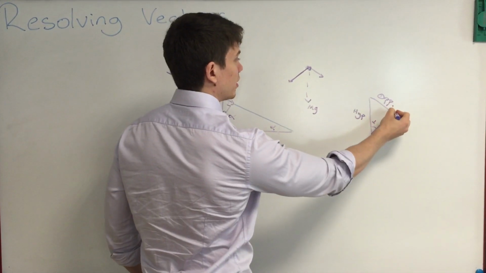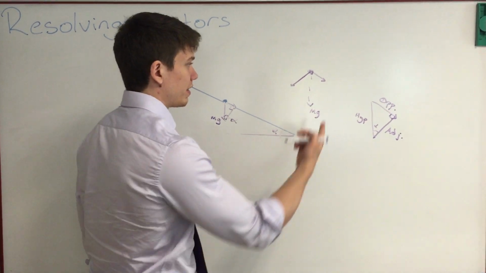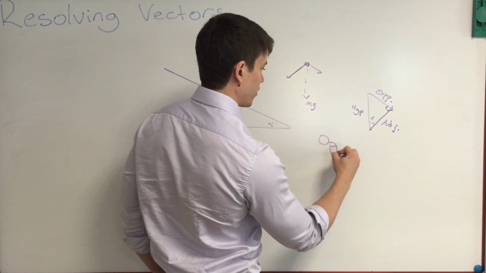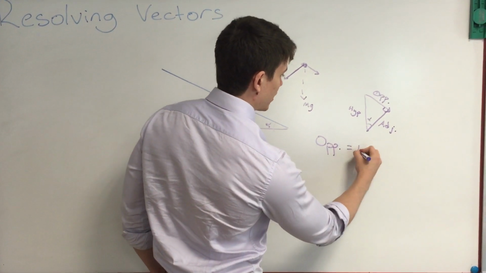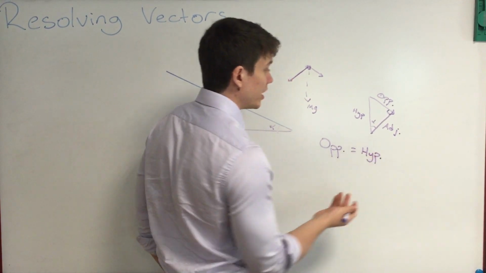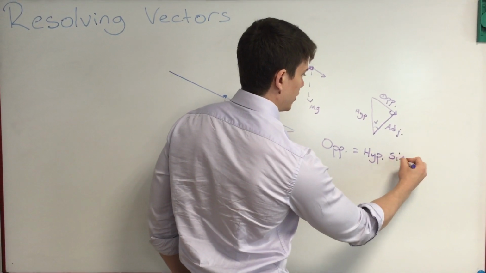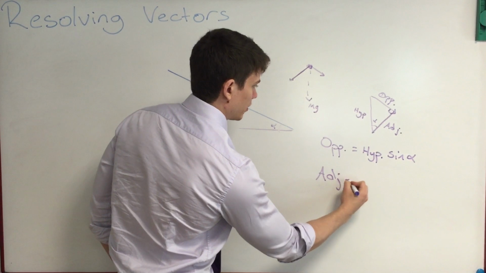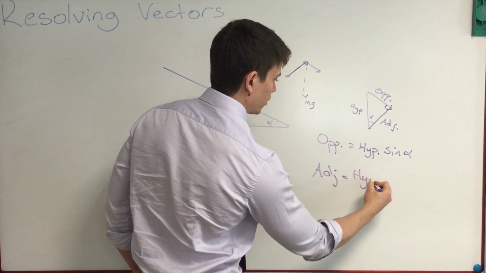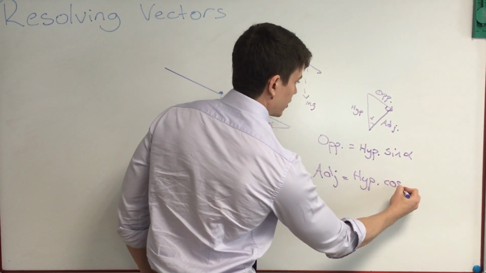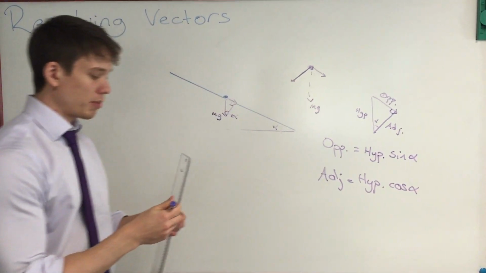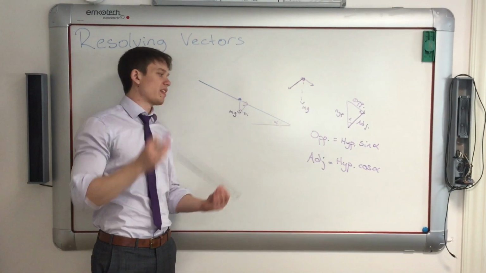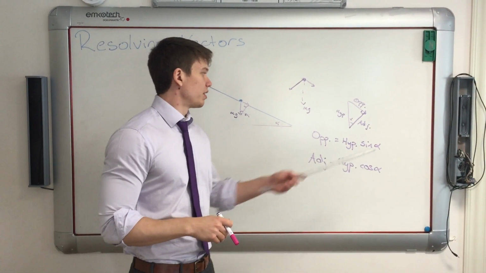If we want to find the parallel component, that's our opposite, we would use the length of that opposite, which is equal to the hypotenuse, or mg, multiplied by sine alpha, and our adjacent side is going to be equal to the hypotenuse multiplied by cosine alpha, and that's true for most cases. So where we have to find the parallel component of that weight, it's always sine of alpha.